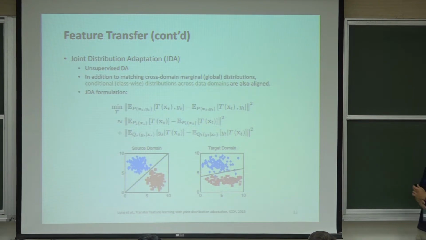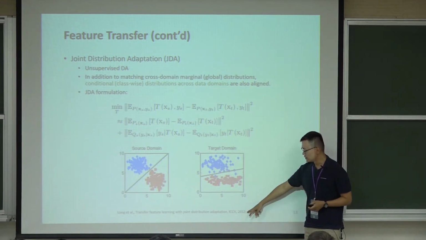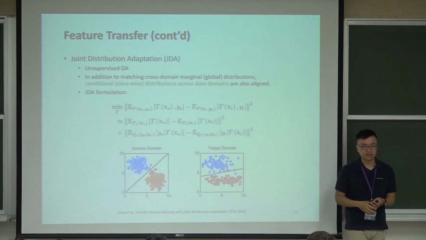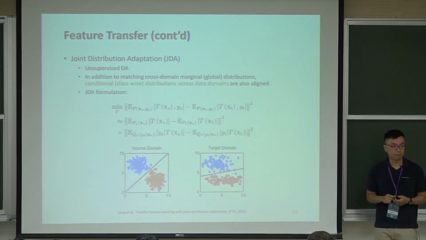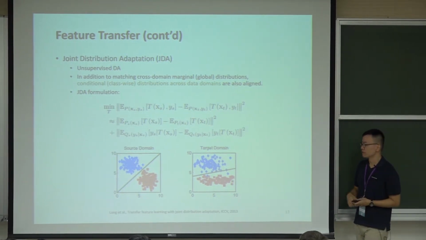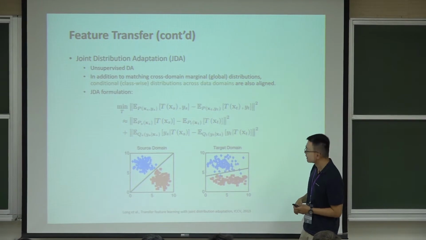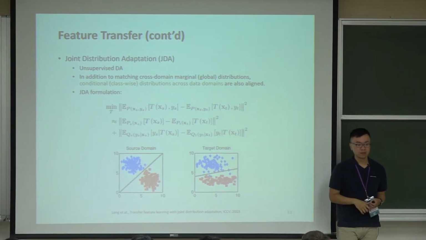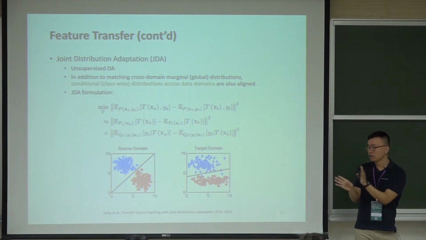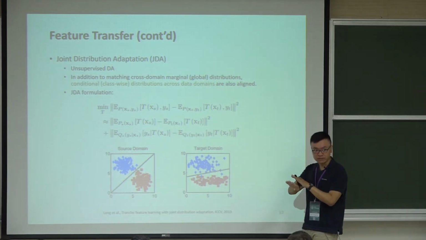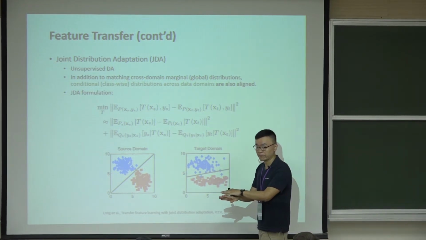OK, with the TCA, only the global mean. Two years later, not surprisingly, people started looking at the class-wise mean as well. These people call it the joint distribution adaptation, the JDA. So they not only minimize the cross-domain global mean, they also want to make the class-wise mean close to each other after projection as well.